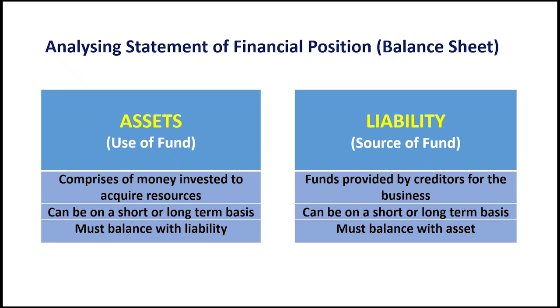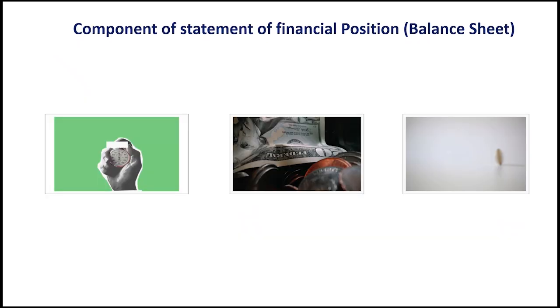Assets, use of fund, comprise money invested to acquire resources, can be on a short or long-term basis, and must balance with liability. Liability, source of fund, is funds provided by creditors for the business, can be on a short or long-term basis, and must balance with asset. Now we analyze the statement of financial position, the balance sheet. The balance sheet comprises three important components, namely, asset, liability and equity.